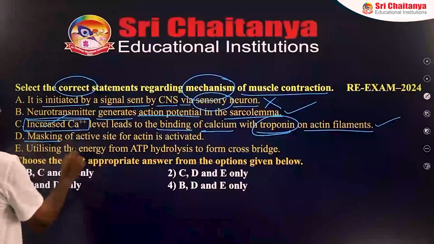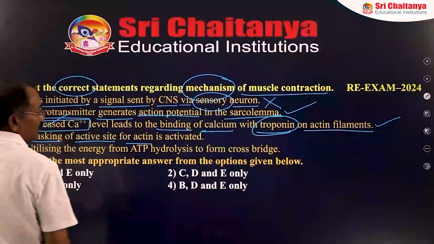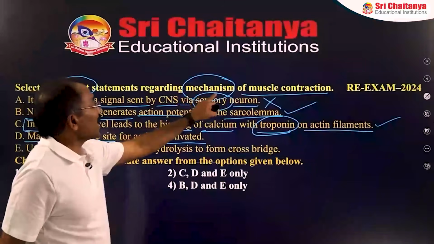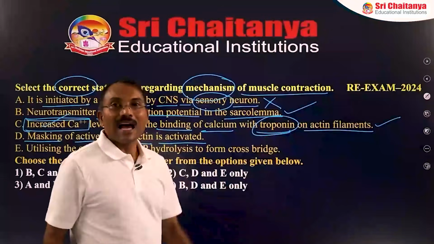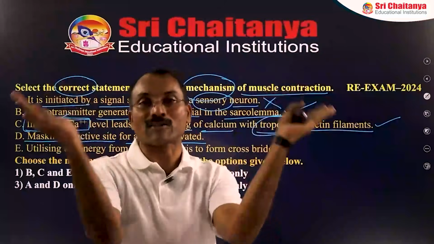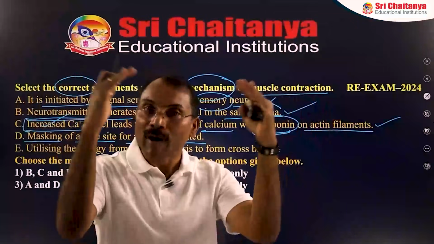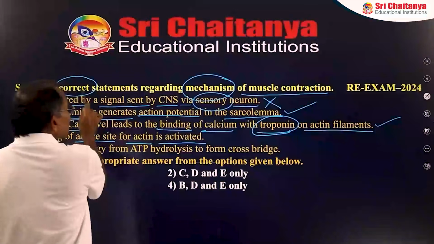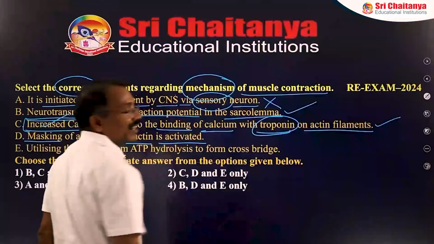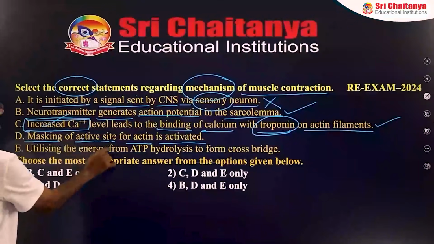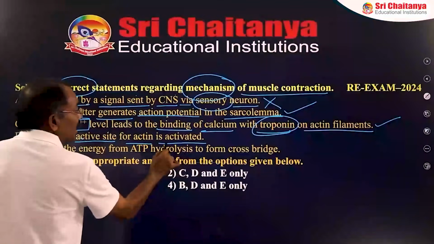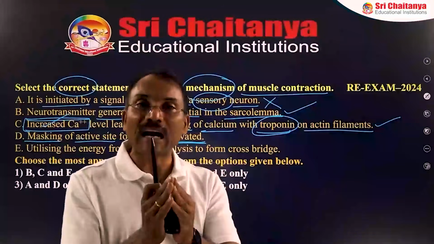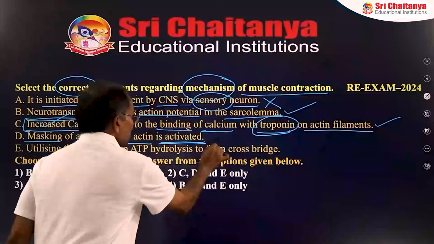Masking of active sites for actin is activated. For mechanism of muscle contraction, active sites should be unmasked, should not be masked. So here the statement is given, correct statement regarding mechanism of muscle contraction. Masking of active sites for actin is activated. That is wrong, because active sites should be unmasked. So this is wrong.